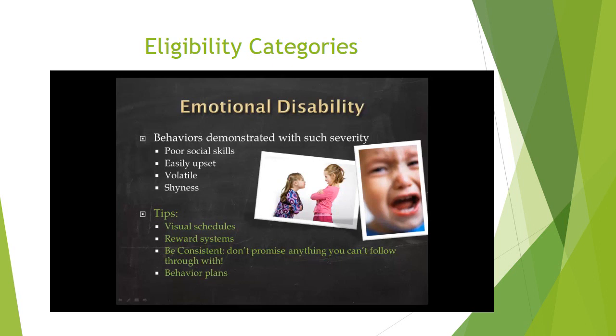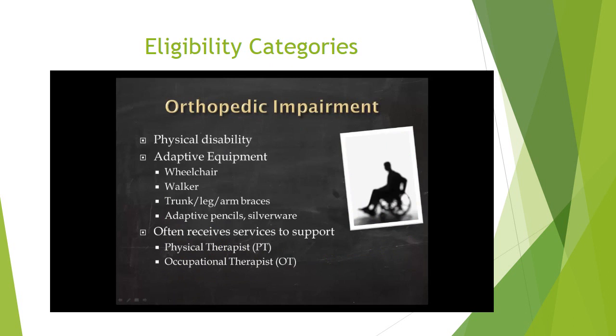Some students withdraw, are unhappy, and have poor relationships with others. Some are socially aggressive and interrupt or rebel. Still other students may be volatile and become easily upset and often insecure. Some may be shy or timid and avoid people. They learn best by having consistency in their school day. Visual schedules, reward systems, and behavior plans are all helpful tools to help students with emotional disabilities navigate independently.